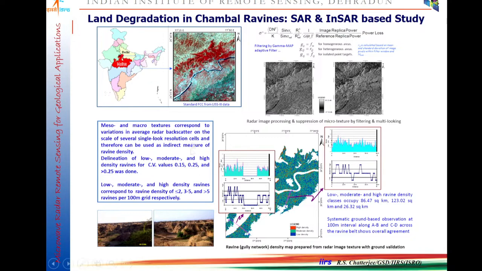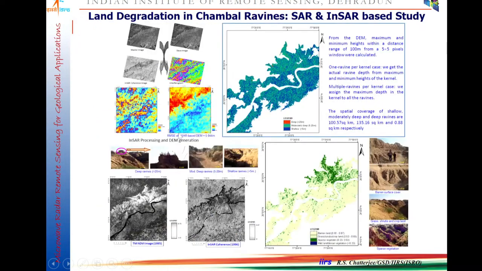First is from the textural information, second is from the phase information. We get the interferometric surface, from that we get the DEM, and from the DEM we are getting these different ravine depths: shallow ravines, moderately deep, and deep ravines. Then the surface cover from the correlation coefficient, whether it is covered by forest, agricultural land, or it is a barren land. So those kinds of information you can extract from here.